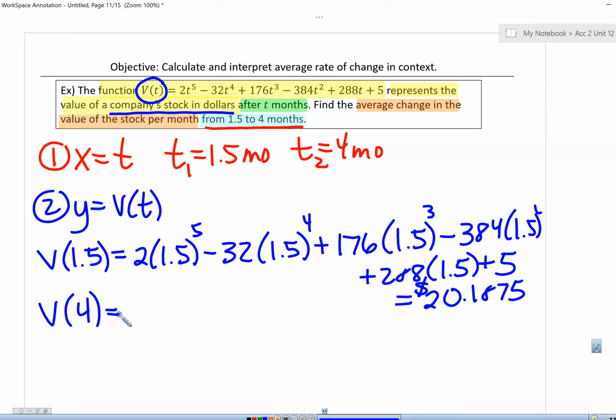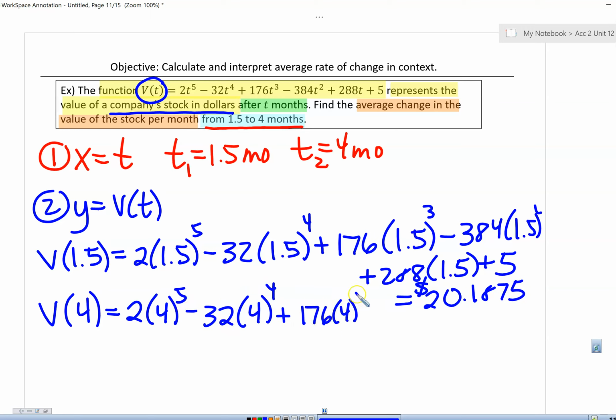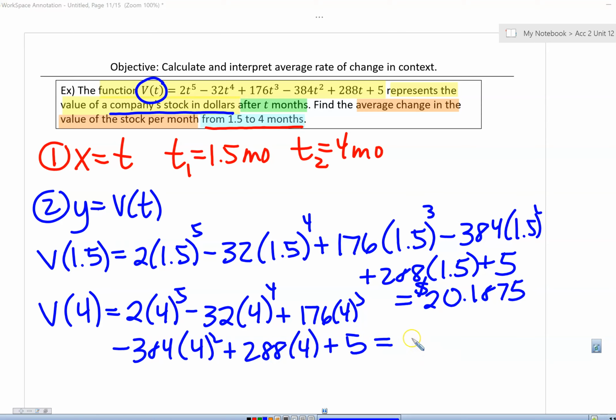All right, we repeat that process for our value of 4 months. So we've got 2 times 4 to the 5th power minus 32 times 4 to the 4th plus 176 times 4 cubed minus 384 times 4 squared plus 288 times 4 plus 5. And this one gives us $133. Exactly.